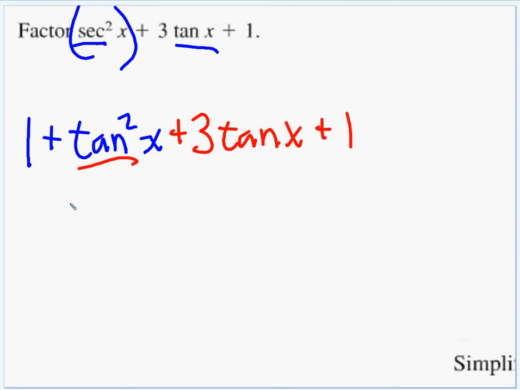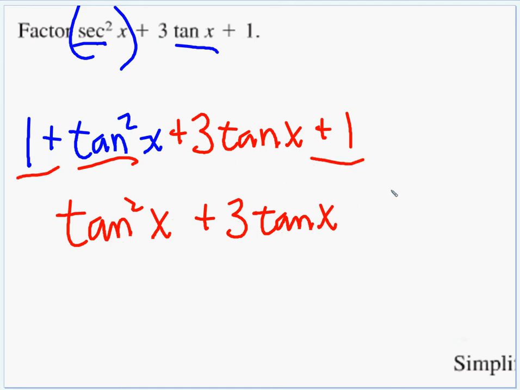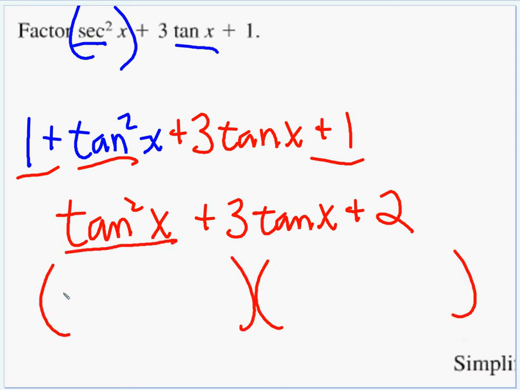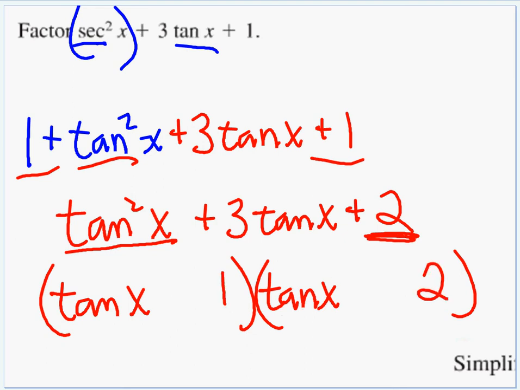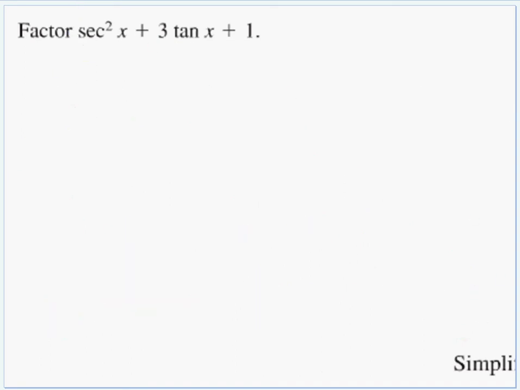So let's see, we've got tan squared. That'll be our leading term. Plus 3 tan in the middle. And then we've got a 1 plus a 1. Well, that's a 2. Ooh, and this is going to be easy to factor because everything is pluses. And the tan squared can only come from tan x times tan x. We can only factor 2 as 2 times 1. And again, because everything is plus, these have to be pluses. And our outers and inners will add up to the 3 in the middle. So there is that first hurdle problem.